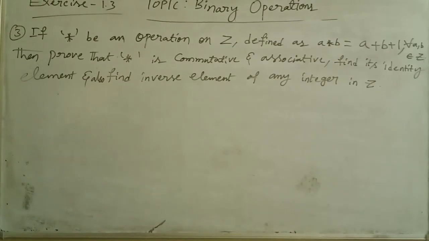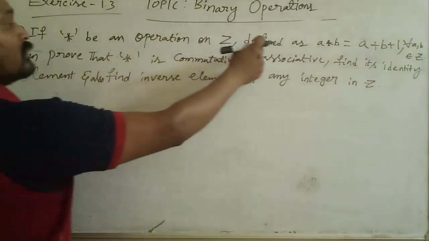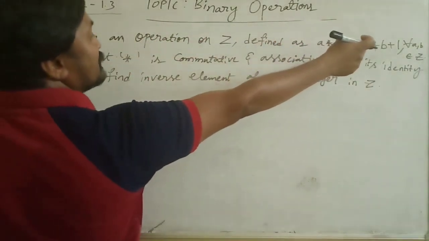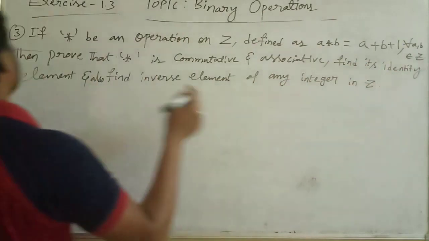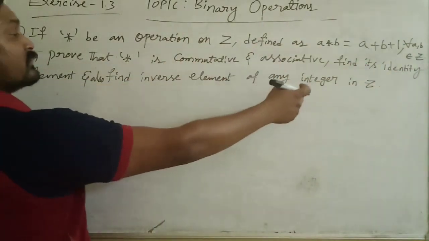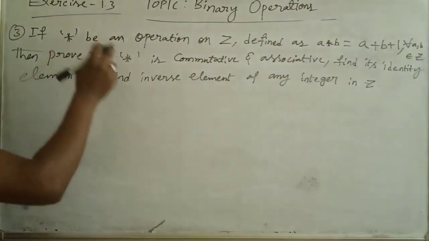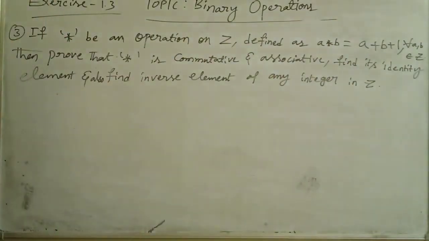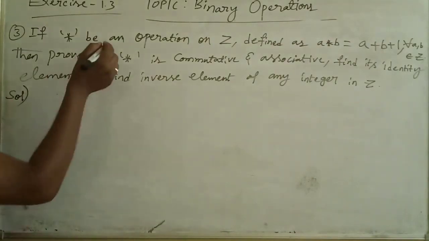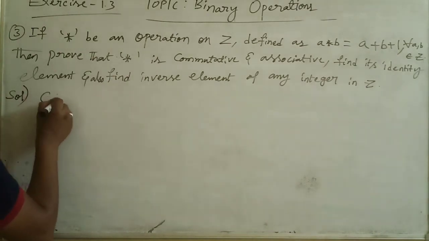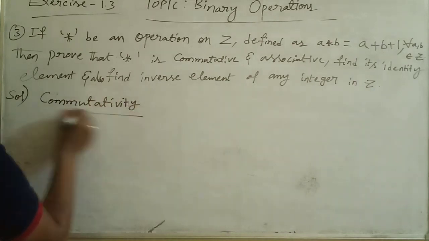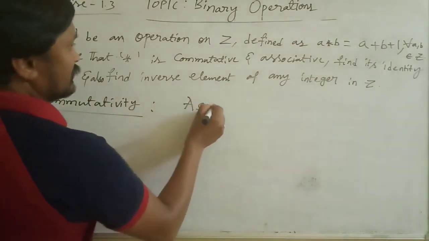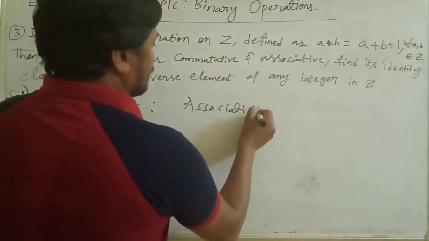Right, let's move on to the third one here. If star is an operation on Z defined as A star B is equal to A plus B plus 1 for every A, B belonging to Z, then prove that star is commutative and associative, find its identity element, and also find the inverse element of any integer in Z. So how to solve now? So it is your solution. First it is for commutativity and associativity. Then the remaining we will discuss next.